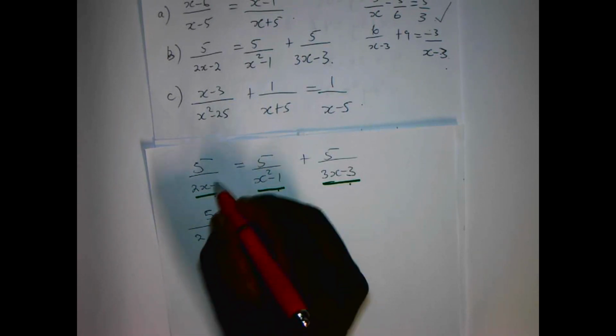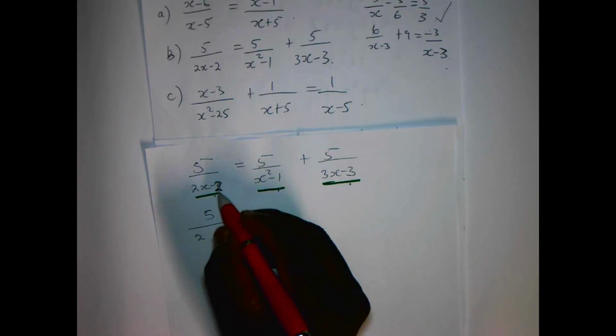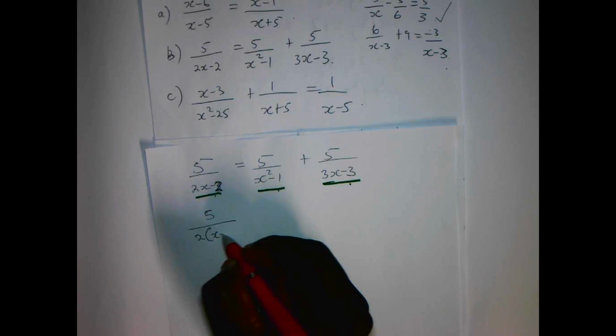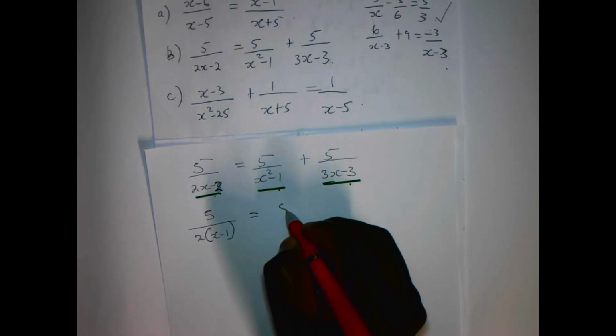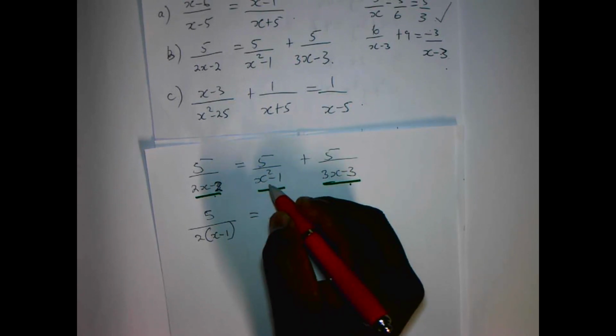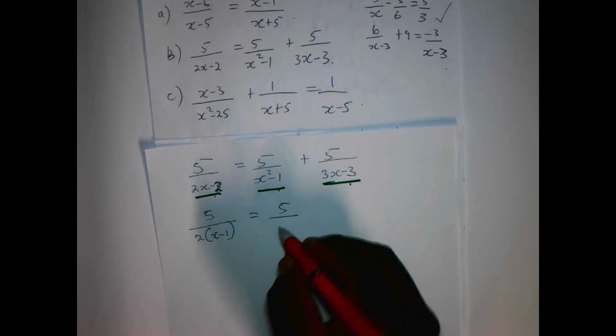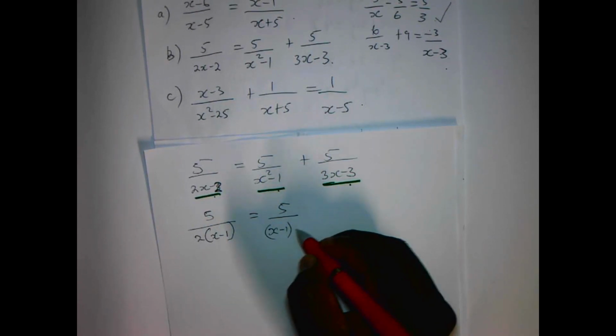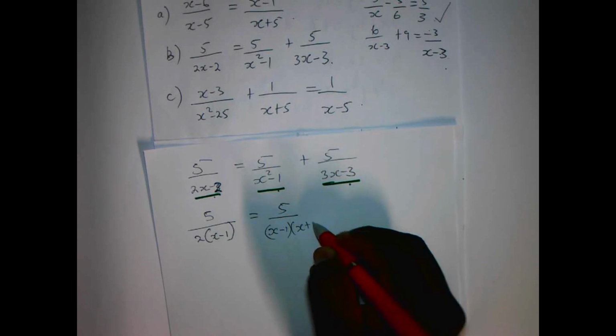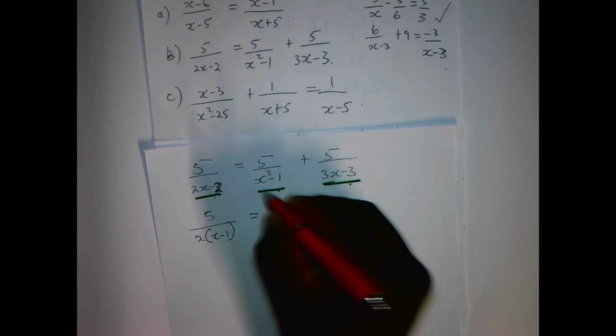Oh, sorry. This is supposed to be 2. So we factor out our 2x minus 1. You see what I'm factorizing is equal to 5. This one is simply the difference of 2 squares. So it will be x minus 1, x plus 1. I'm sure we did this part when we factorize that one.